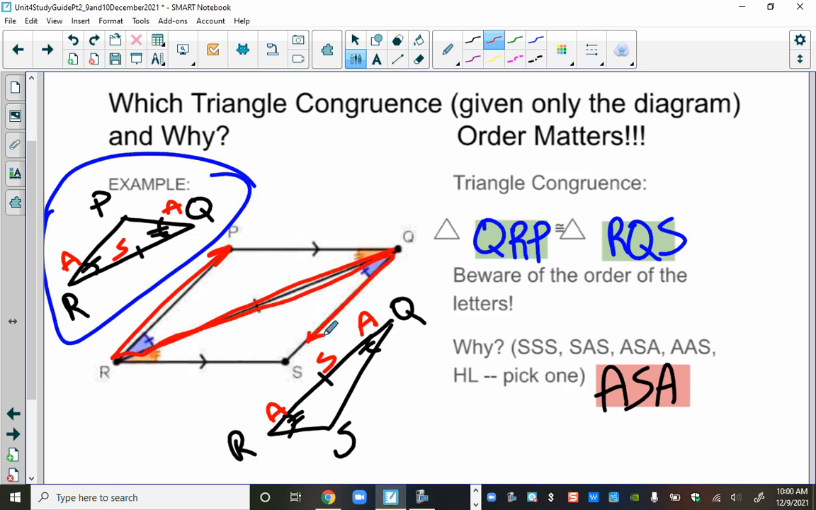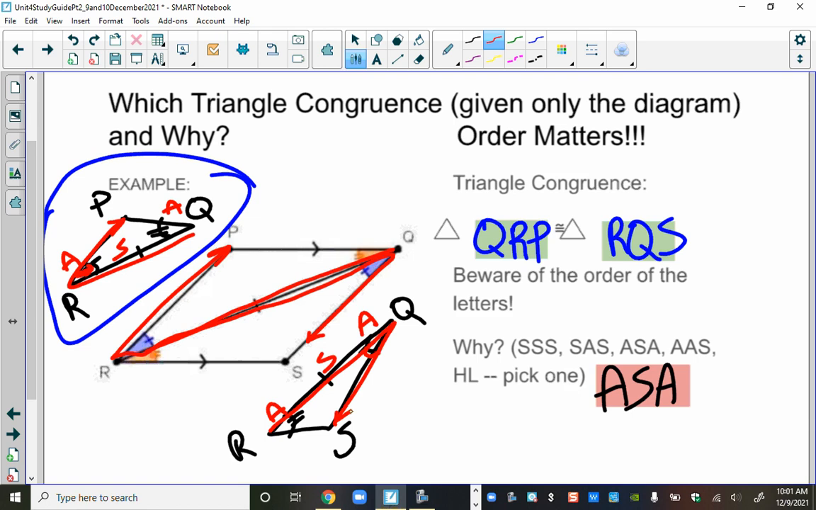Since we made the turning angle the purple angle for the first triangle, the one with the single arc or the single slash mark, you got to do the same thing here for the second one. So that's why the order matters for the second triangle. First one, not so much. But the second one has to matter. So you got to be careful.